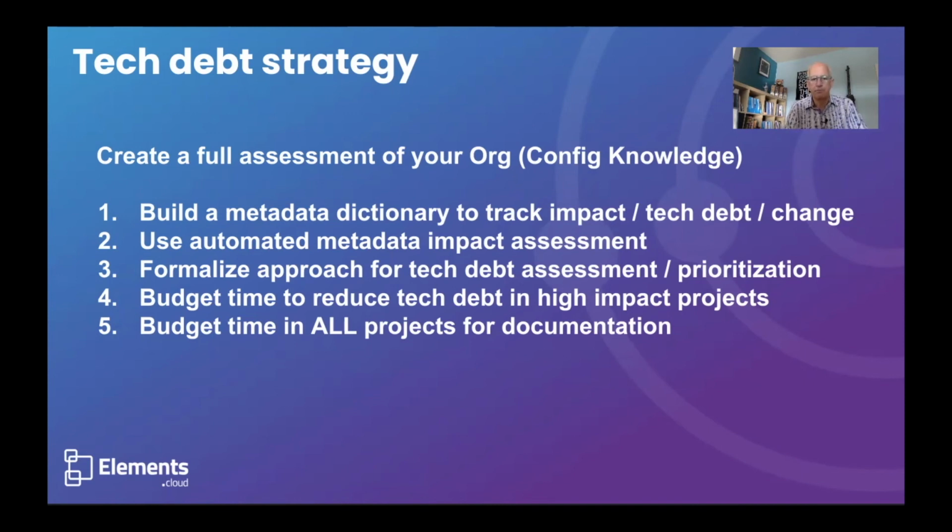So the second thing is, we shouldn't be building this metadata dictionary and doing the analysis by hand. You can use the APIs. There are applications like Elements out there that will do this for you. I was talking to our VP of product management. We've analyzed 9 billion metadata items, building that metadata. We're doing the heavy lifting. We're actually using the APIs to drive through the org, build the metadata dictionary, and do that analysis for you, so you've got a clearer picture.